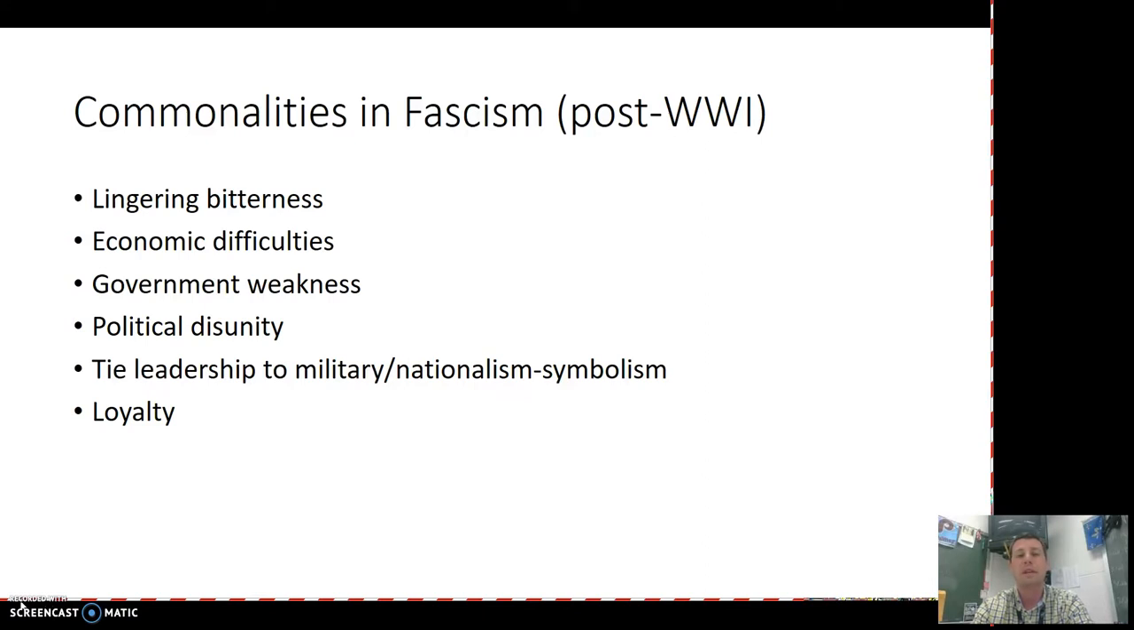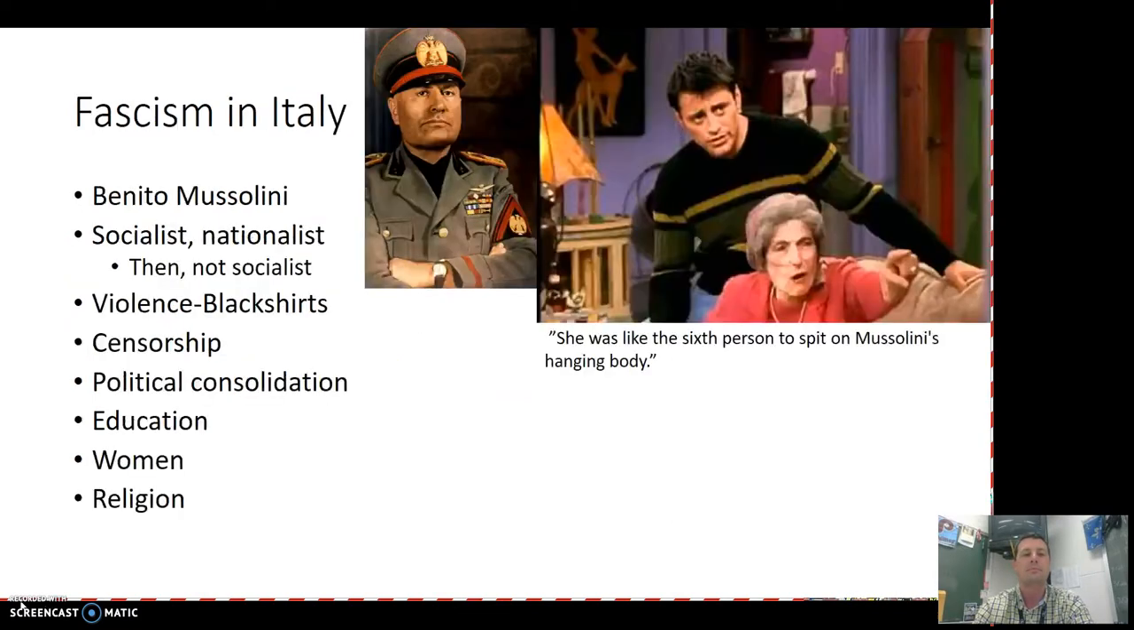And finally, I kind of alluded to this, but loyalty to the state above all else. Loyalty to the party and the state above anything else. To be willing to shed blood for those. That's a common idea of fascism. This is like the guidebook to post-World War I fascism.